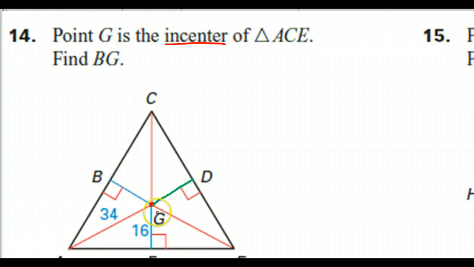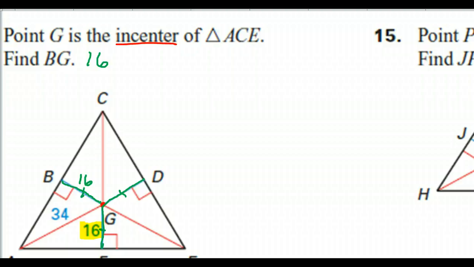Notice it's perpendicular like it should be. This distance should be the same, and this distance should be the same. Okay, all those green lines I just drew should be the same. So if I know one of them, I know all of them. But look, we are given one of them. One of them is length 16, so that means they all must be length 16. So BG is another one of these distances, so it should be 16. So that's how you do the number 14.